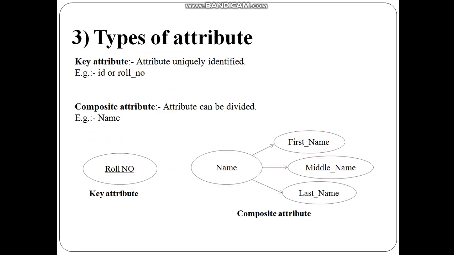Next is types of attribute. The first attribute is key attribute. This key attribute is uniquely identified, that is the ID of a particular employee, the roll number of a particular student. This is how the key attribute is. Then next is composite attribute. Composite attribute is nothing but an attribute that can be divided. Let's say the first one is name. Name is divided into three categories: first name, middle name, last name. If we take address, then address is divided into zip code, lane number, etc.